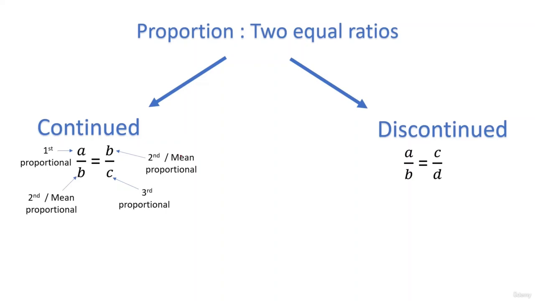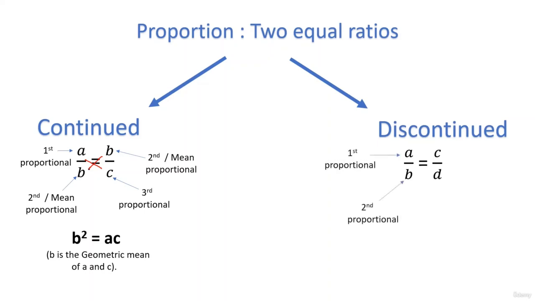Now, why is the second proportional called the mean proportional? That is because if you cross multiply the terms here, you will end up with b square equal to ac. So if you observe, b becomes the geometric mean of a and c. If you don't understand this right now, don't worry. When we study averages and mixture allegations, in that part we'll discuss this concept in detail. Likewise, in the discontinued proportion, since I have four distinct terms, I have the first proportional a, second proportional b, third proportional c, and fourth proportional d.